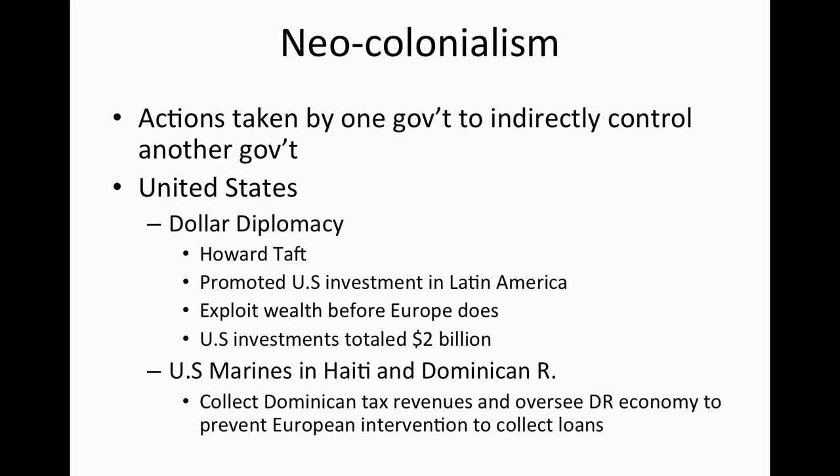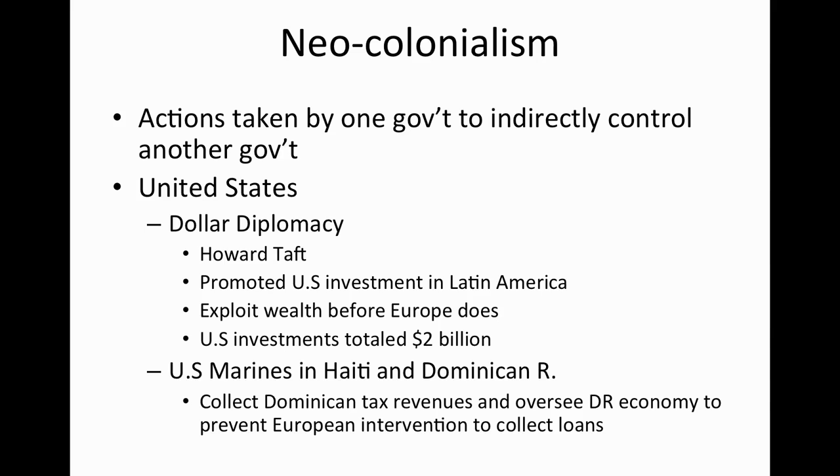So Howard Taft promoted a policy known as dollar diplomacy. His goal was, let's have as much American investment in Latin America, maybe not govern those countries, but have a lot of say in their economies. The idea was, let's exploit the wealth and resources of the Caribbean before Europe does. And U.S. investments during this time totaled $2 billion. So we were building roads, hospitals, American businesses were developing in that part of the world. Maybe down the road, we'd see the emergence of hotels in Cuba, things like that.